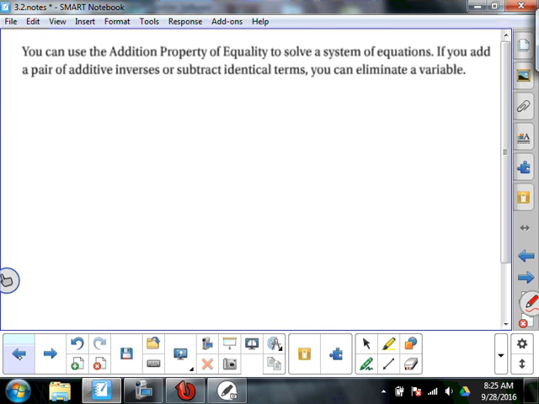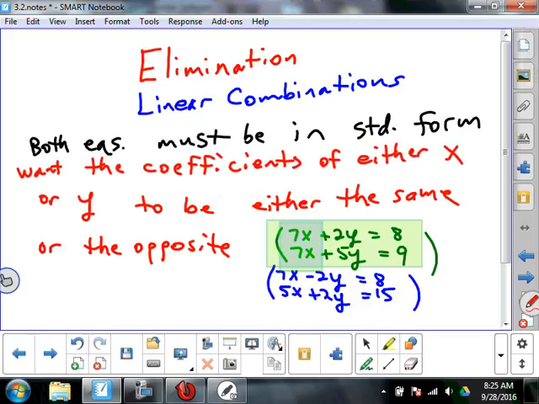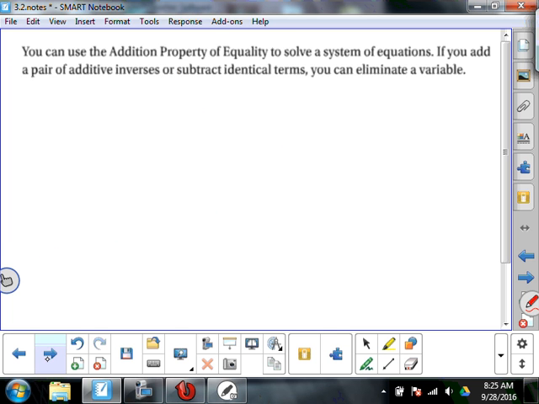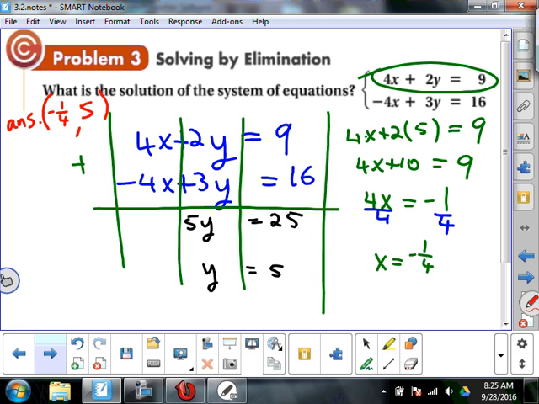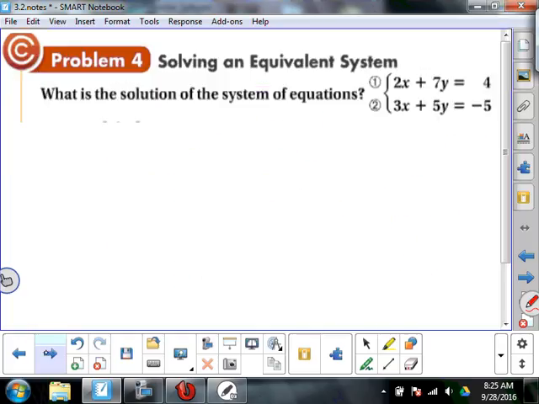So, again, linear combinations. Both equations need to be in standard form to start. We want the coefficients of either x or y to be either the same or opposites. And then we add or subtract the equations. How do we feel about that one? Pretty good? Let's look at one where they're not set up so nice.